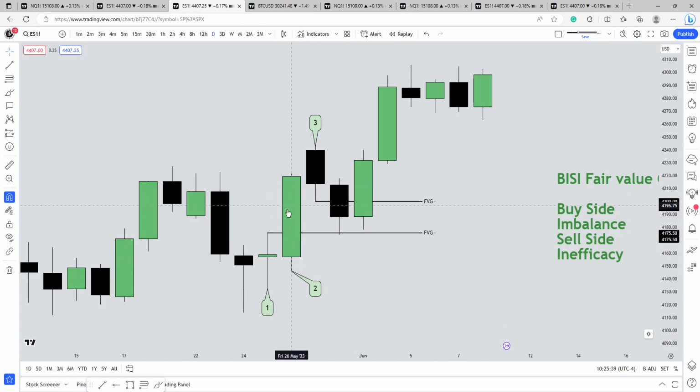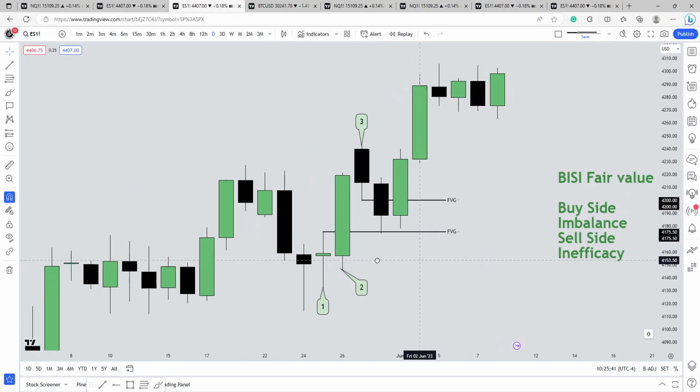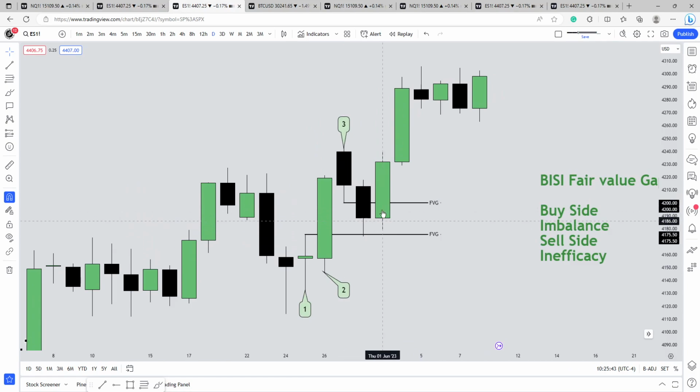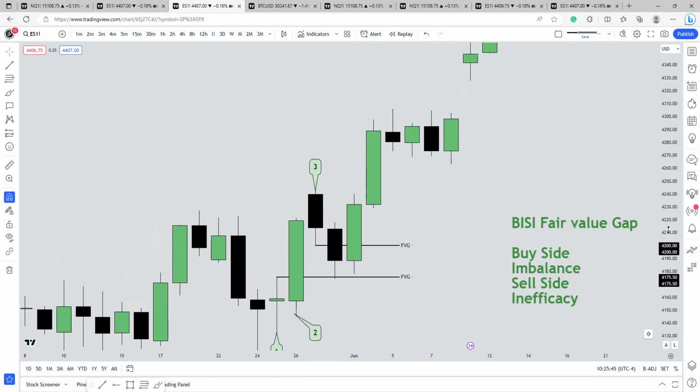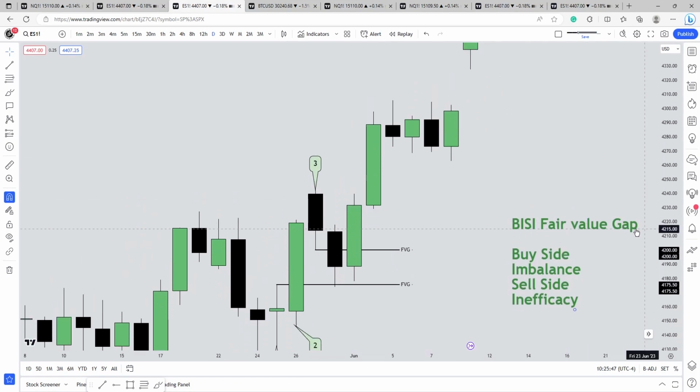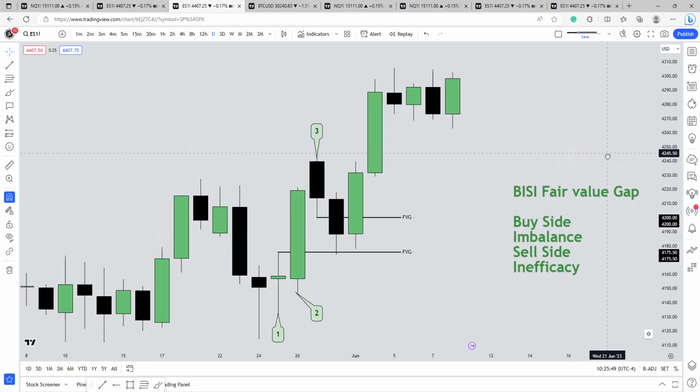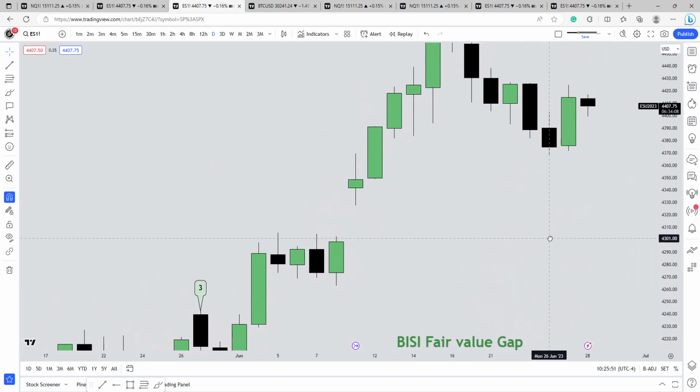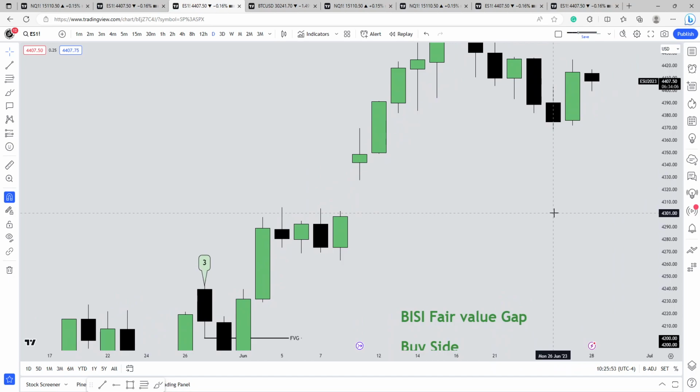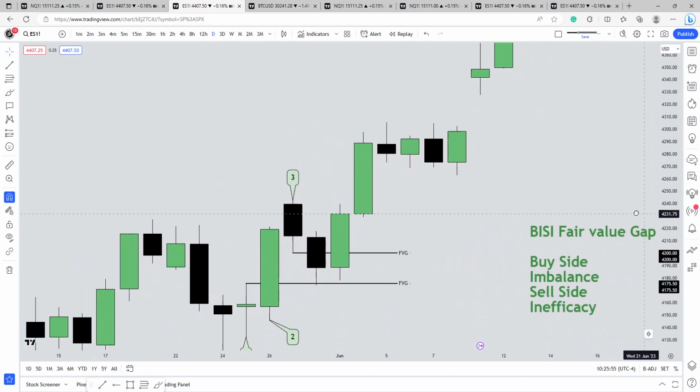So basically, we have a buy side imbalance, sell side inefficiency fair value gap. The market retests it as support and then it continues higher. So pause the video real quick and just try and find another example of a fair value gap. I'll leave it on this screen right here. So I'm going to continue.